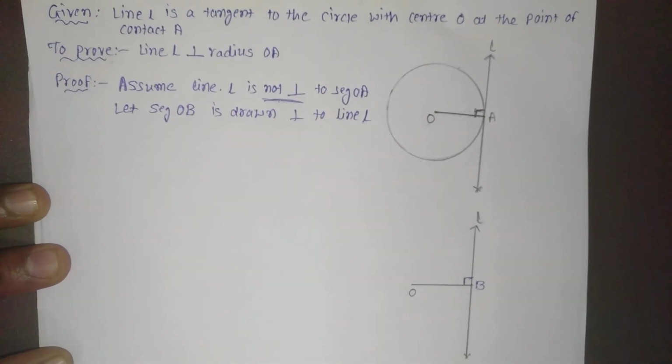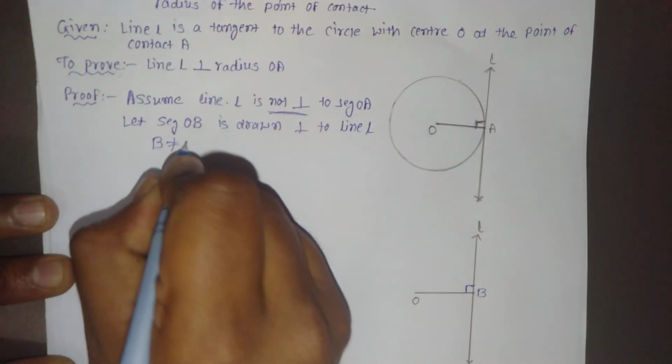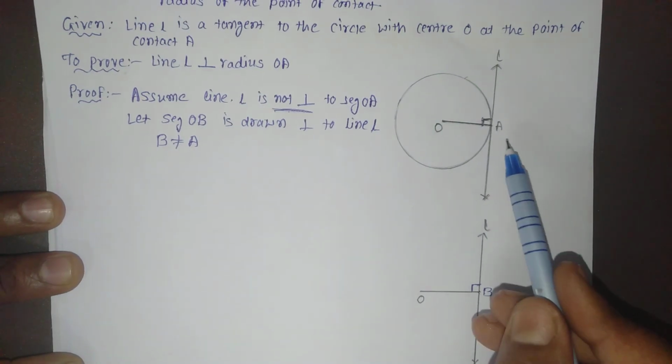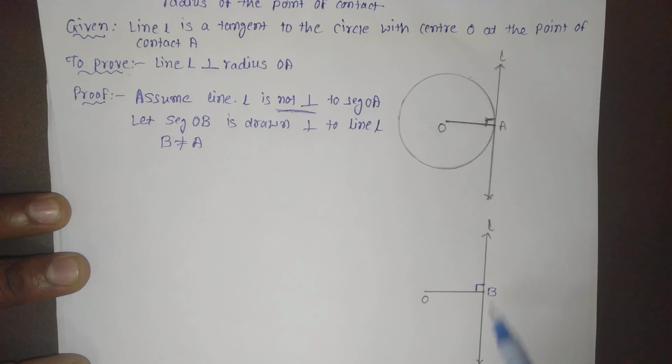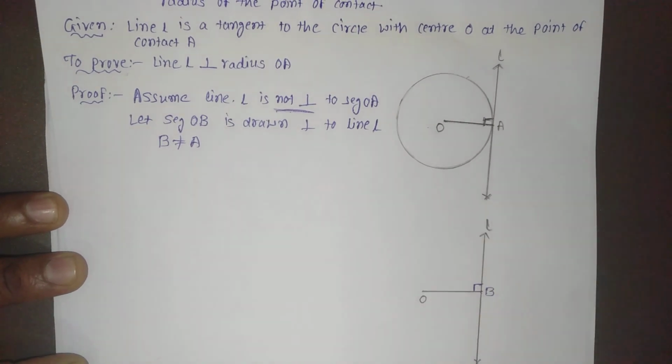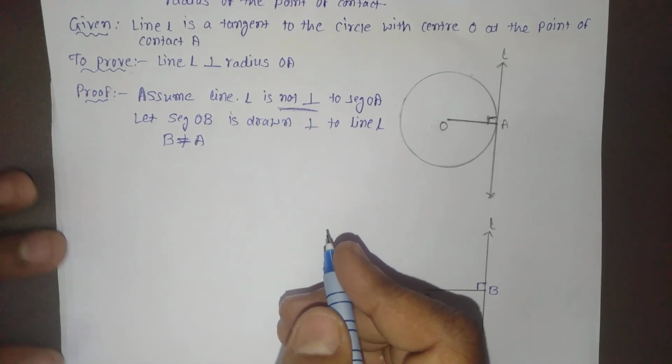Of course, B is not the same as A. We can say B is not equal to point A. We have assumed that OA is not perpendicular to line L and we have taken OB perpendicular to L. It means A and B are not the same. So we can say B is not equal to A. Now we will go further.